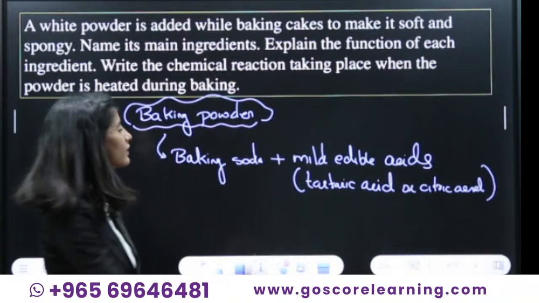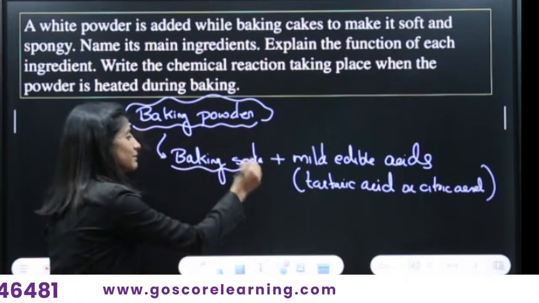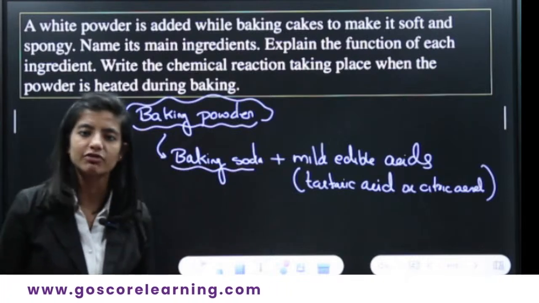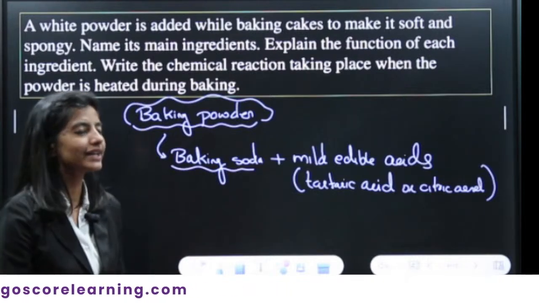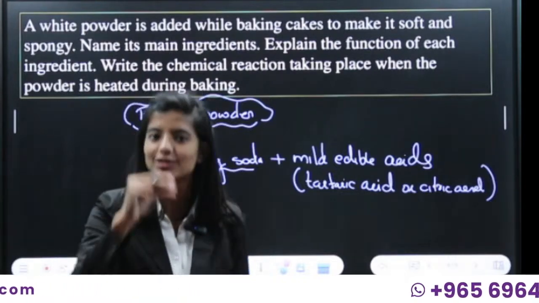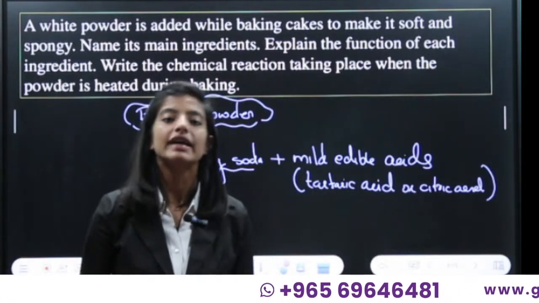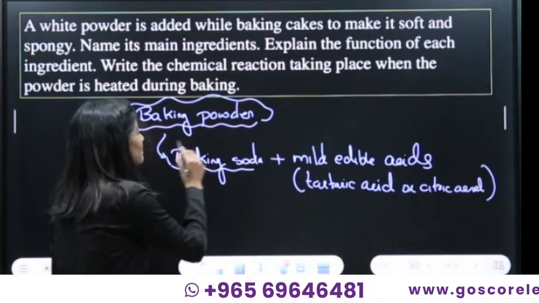Why are we using this mild edible acid? Why are we using this baking soda? What is the reason for that? We know that cakes will be really good if they have a spongy, smooth texture, right? That's exactly why we are adding the baking soda.